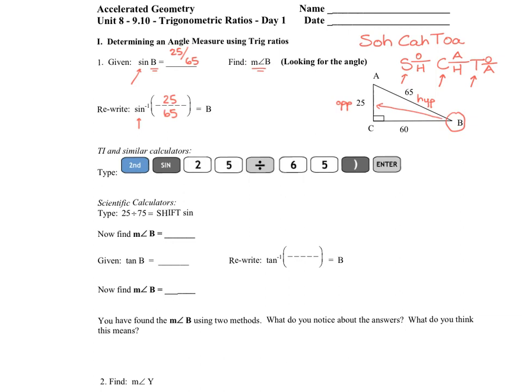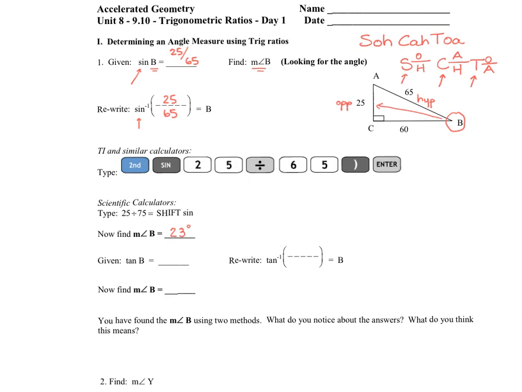So I'm just going to go back now to see if I can actually find out what the measure of angle B is. So if I follow the steps for the TI calculator, I'm going to plug in second sine 25 divided by 65. When you plug in second sine, it automatically opens the first parenthesis. So if you want to, close the end parenthesis and then hit enter. To the nearest degree, you should find that the measure of angle B is 23 degrees.